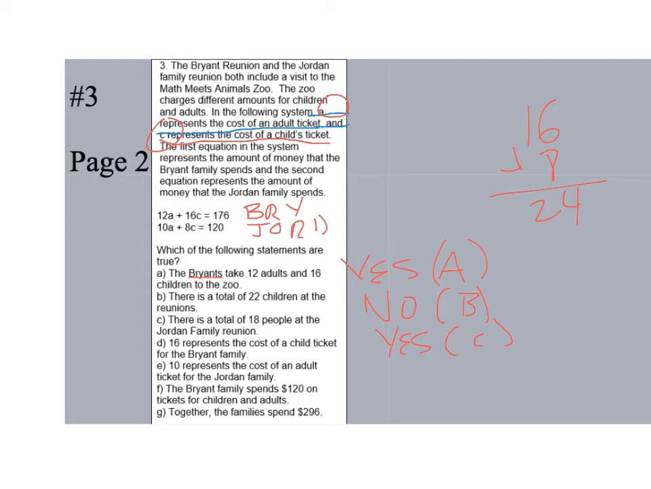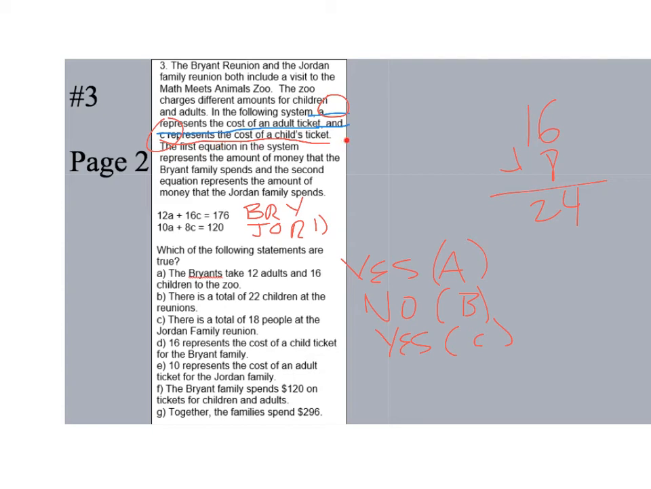All right, now moving on to D. This one's definitely a tricky question. It says 16 represents the cost of a child's ticket for the Bryant family. Now, this is tricky because see how 16 is associated with a child's ticket? But let's go back to what our variable is talking about.